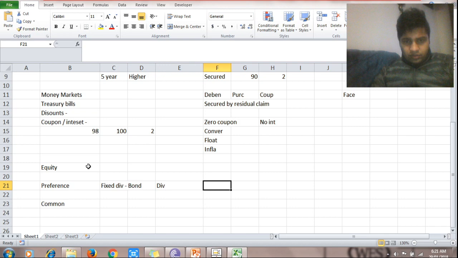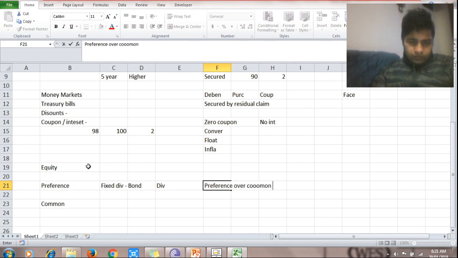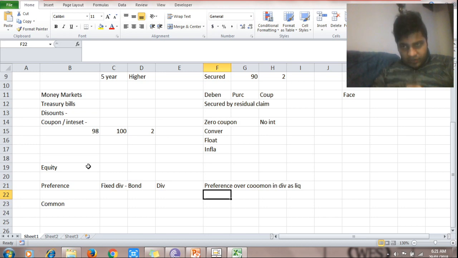And another difference between preference shares and common equity is that these shares have preference over common equity in dividends as well as liquidation. So when the company is liquidated, first of all preference dividends have to be paid, then any proceeds go to equity holders. Same way, when a dividend is declared, first preference dividends are paid, later on if anything is left, then it goes to common equity holders. So they have preference in terms of dividends and in terms of liquidation.